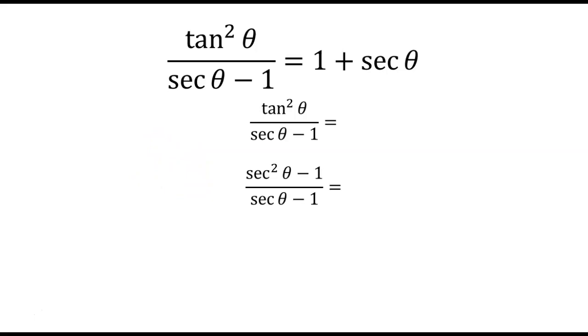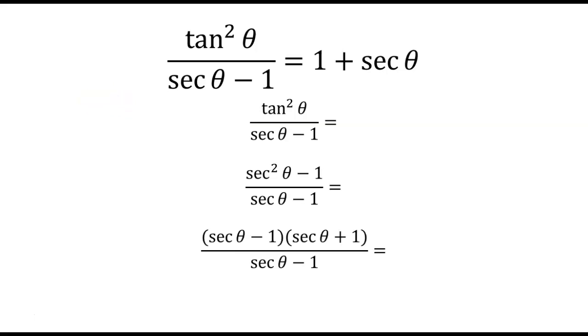Okay, what now? Well, secant squared minus 1 can be factored because it's a difference of two squares. You've got secant squared minus, you can think of this as 1 squared. So we can factor that into the secant of theta minus 1 times the secant of theta plus 1. And now notice we have a secant theta plus 1. Well, that's what we wanted. And then we have a secant theta minus 1 on top and on the bottom that we can cancel or divide out. So when we do that, we are left with 1 plus secant theta. The end.